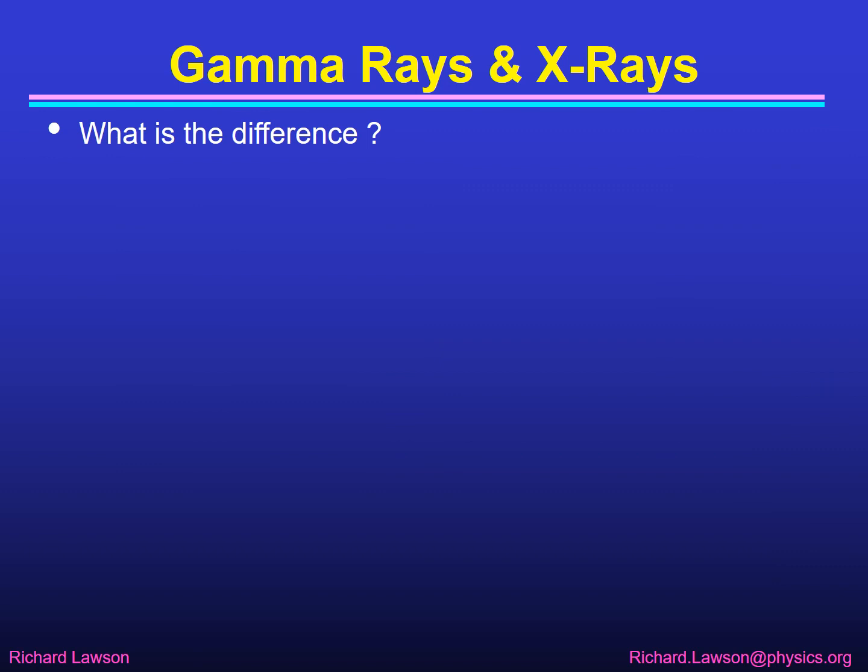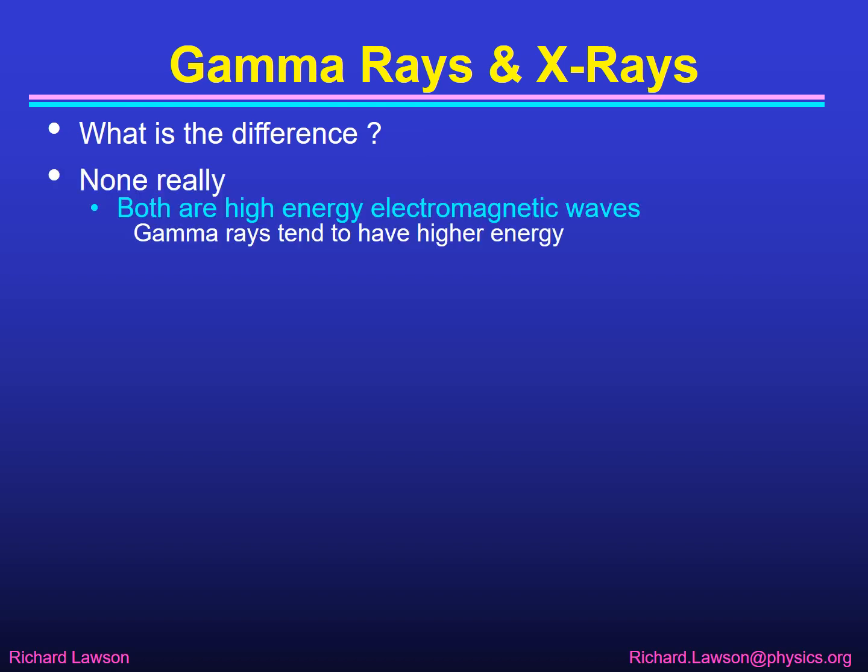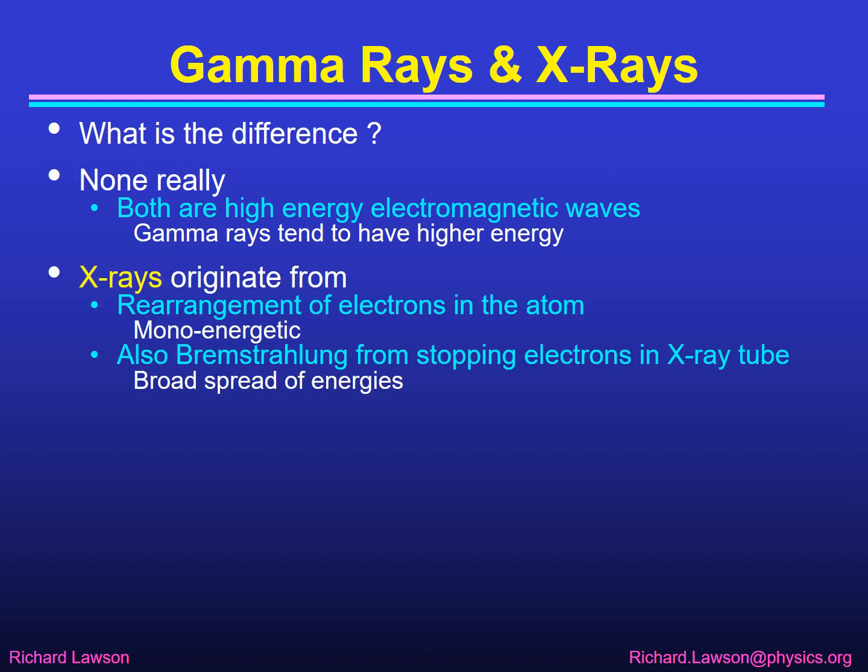Now people often ask, what's the difference between gamma rays and X-rays? I've talked about both in this talk. People sometimes think that the gamma rays will have higher energy than X-rays, but that's not really true. They are both forms of high energy electromagnetic waves, and although gamma rays can have higher energy than X-rays, for example 100 keV is a typical energy for both an X-ray and a gamma ray. You wouldn't distinguish between them. There is no difference between X-rays and gamma rays. It's purely a matter of naming.